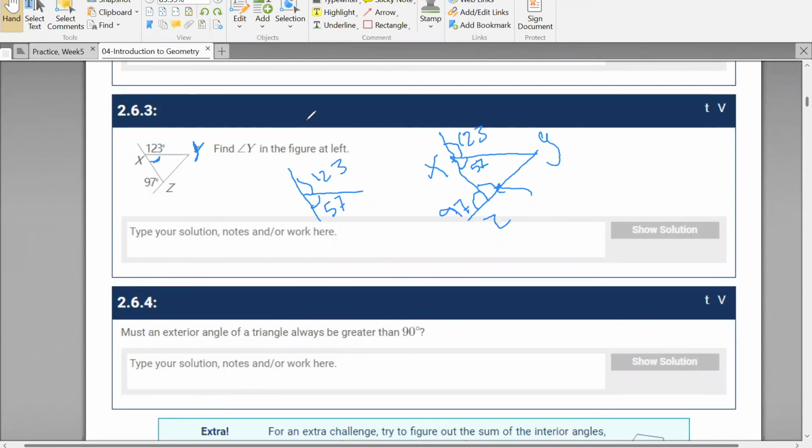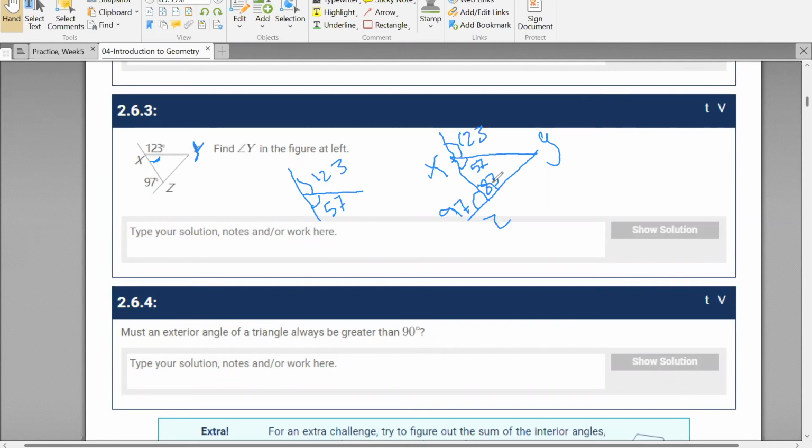So now, if you want to find the interior Z, because Z has an exterior part and an interior part, what is the interior Z, please? Can someone help me with that? Sorry, what was that? 83 degrees. Exactly, 83 degrees. So this is 83. Why? Because 83 plus 97 have to add up to 180, which they do.